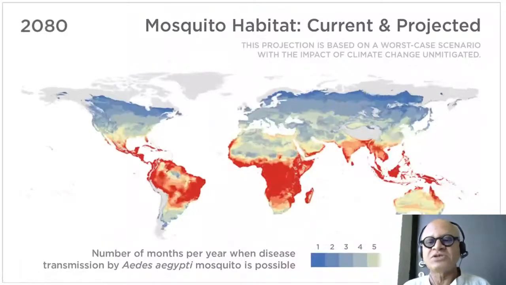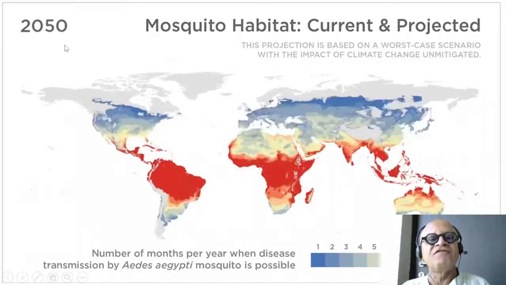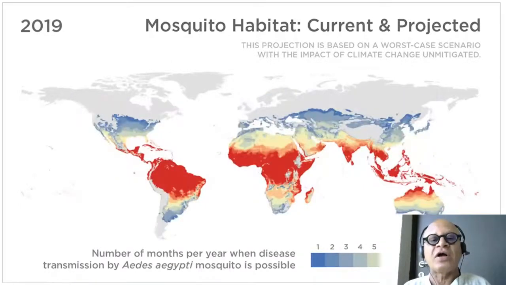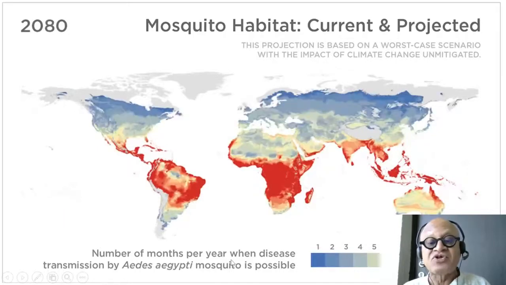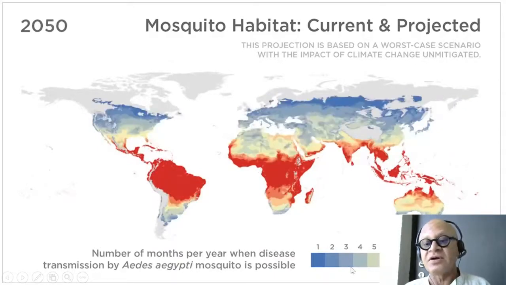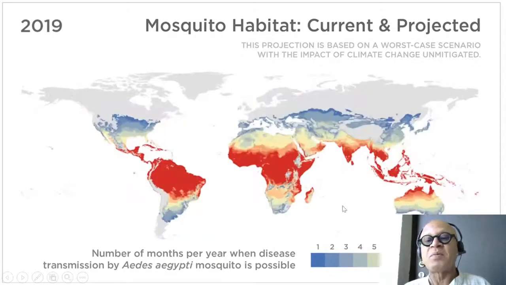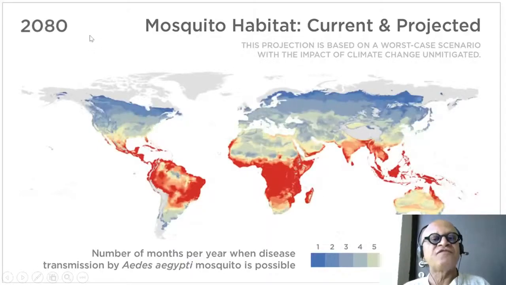Okay, this is showing an animation starting in 2019 and going into 2050 and 2080. So these are future projections of the number of months per year when disease transmission from the Aedes aegypti mosquito is possible. So you can see that the boreal winter months like January, February, March are also becoming favorable at higher and higher latitudes into the future decades for mosquito-borne diseases.